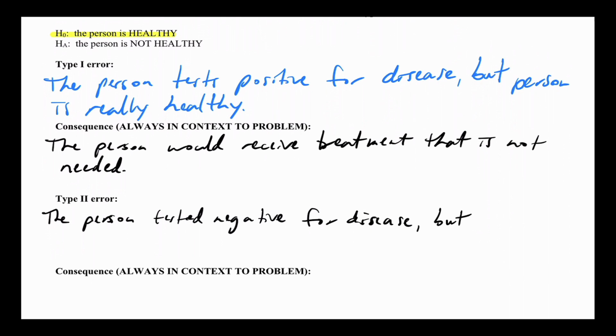But what'd you say, Jordan? They really are positive. That would be a type 2 error. They tested negative. It's a false negative. You tested negative for the disease, but you really have it.